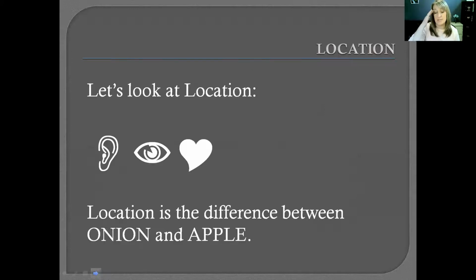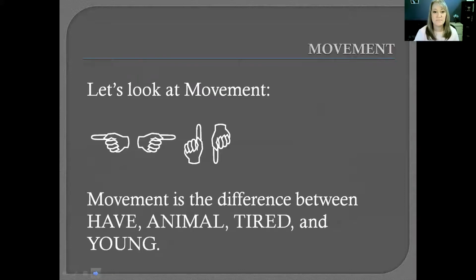It's just the location. Another of the five parameters of a sign is movement. So you notice when I did onion and apple, it had the same movement. It was a little twisty, right? A little twisty. So let's look at this sign.